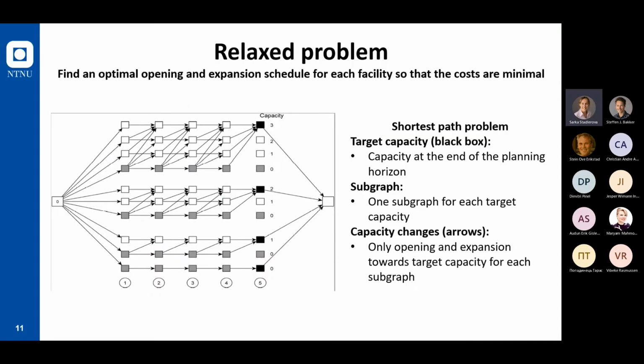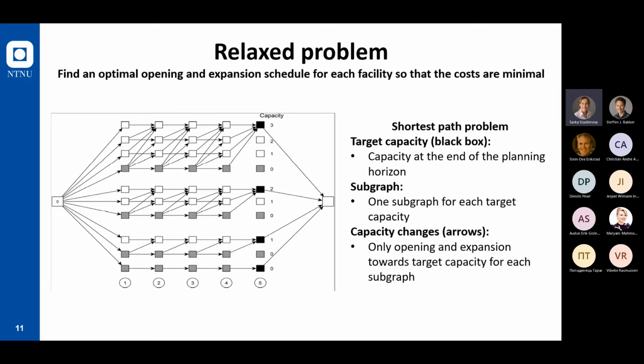So in order to find the optimal solution for the relax problem, we need to find the optimal opening and expansion schedule. It means optimal opening and expansion time and capacities. We can formulate the problem as a shortest path problem and solve it with an efficient dynamic programming algorithm. So here is a small example for 3 capacities and 5 time periods.